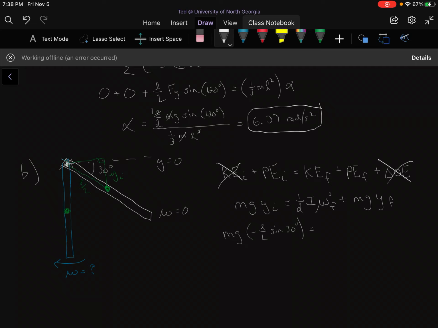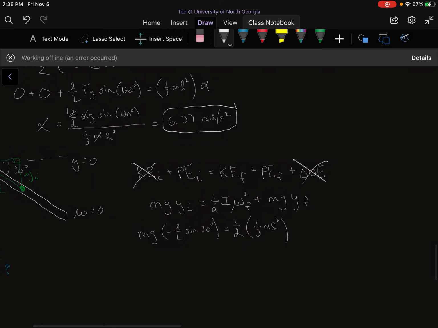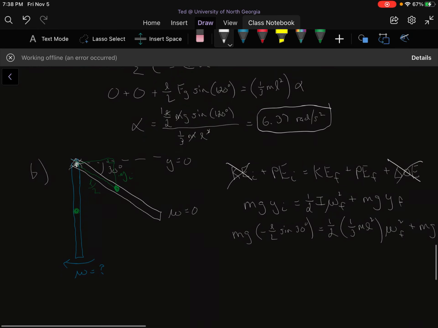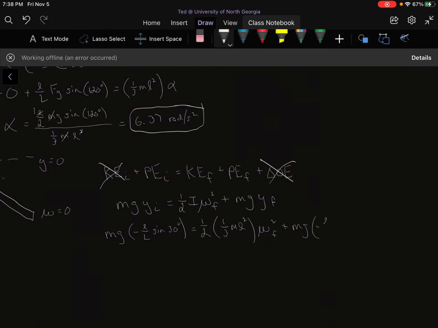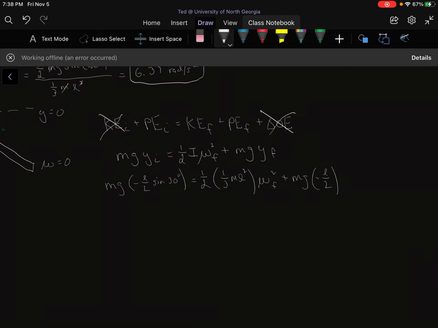Okay, and that's equal to 1/2 I. We looked that up in the previous problem, it's 1/3 ml squared. That's for a thin rod rotating around one edge, omega squared, plus mg y final, and the final y is half the length of the rod below 0, so this is equal to negative L over 2. All right, so here's our equation.